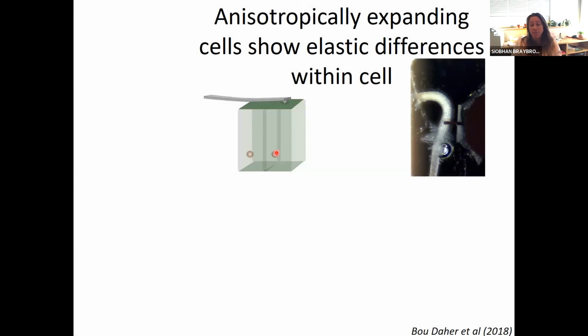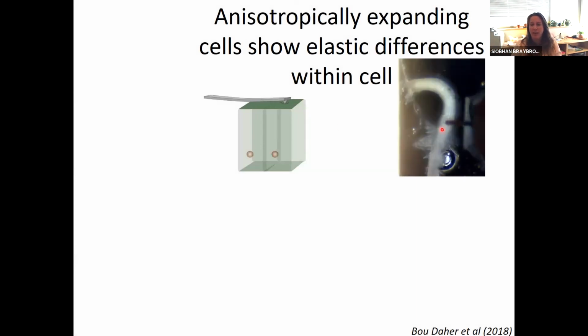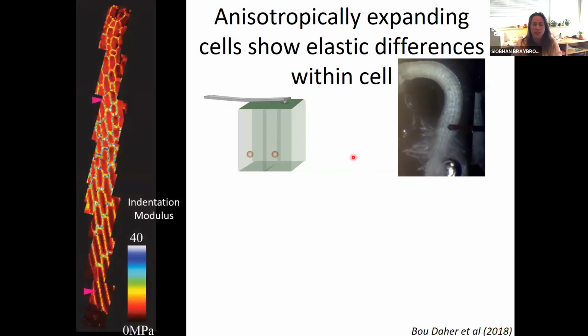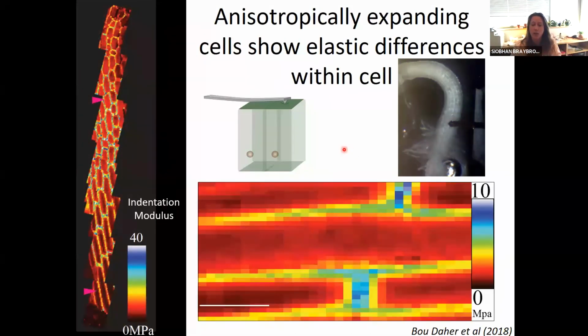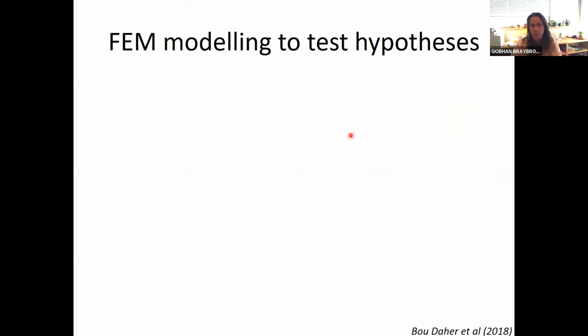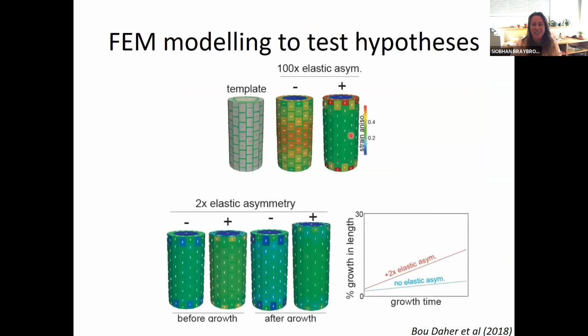Using AFM, again, here's a little picture of what that might actually look like. What we could see is that we could actually see differences in mechanics between the walls that were elongating and the walls that were not, where those pectin markers were. So elongating walls had a lower elastic modulus than the walls that controlled width, where we had that stiffer pectin. So there's a good correlation here. We did some fancy modeling, but I'm not going to tell you too much about it because I want Charlie to tell his story. So I'm going to stop.